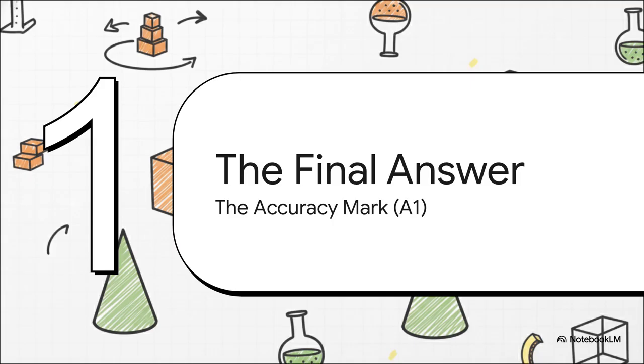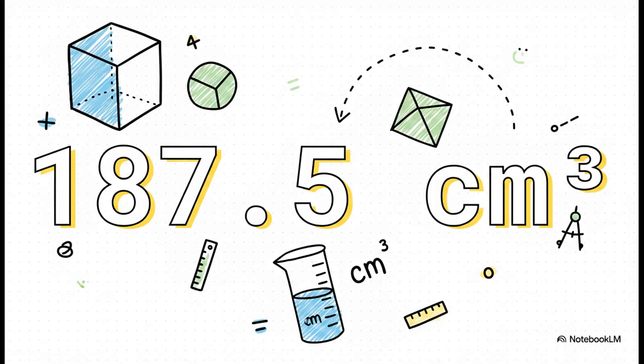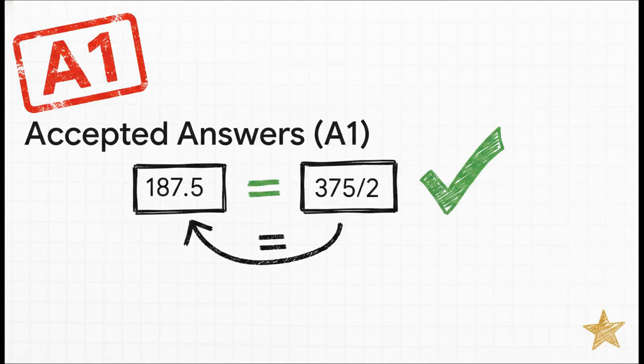This is for the accuracy mark, the A1. So you punch that into your calculator, 12 times 125, then divide by 8, and you get your final answer, 187.5. And don't forget the units: 187.5 cubic centimeters. And one last peek at the mark scheme, just to be sure. It shows you what they'll accept. So 187.5 is perfect. But hey, so is the fraction 375/2. They're the same thing. You'll often see OE on a mark scheme. That just means or equivalent. So as long as your answer is the same value, you're good to go for that final A1 mark.